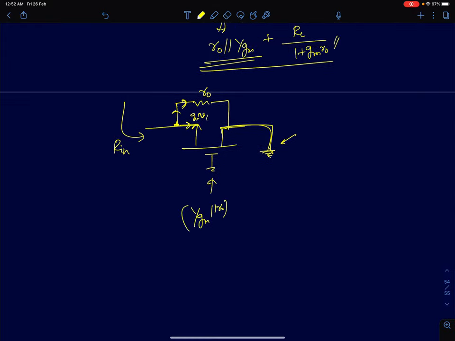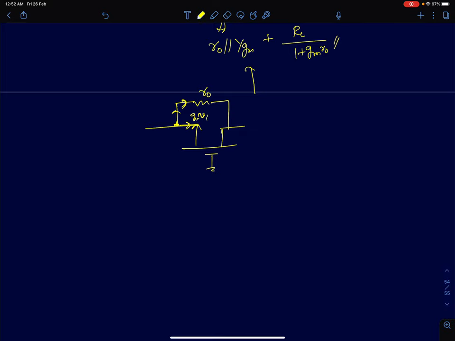So that's what we have in the first term. So it makes sense. If I substitute RL as 0, you get only the first term. The second case is to find when I make RL as infinity. If I make RL as infinity, what will be the input resistance?